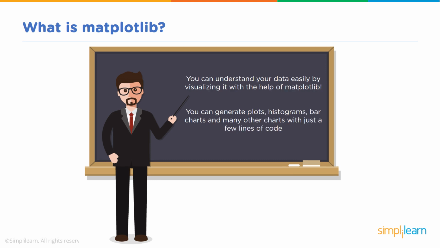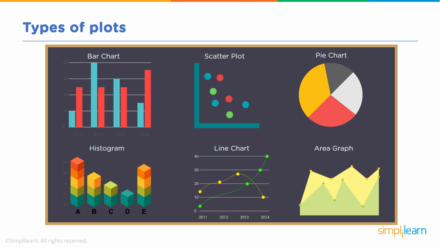You can understand your data easily by visualizing it with the help of Matplotlib. You can generate plots, histograms, bar charts, and many other charts with just a few lines of code. And here we have some basic types of plots that we'll go into. We have the bar chart, the histogram. Boy, I use a lot of histograms in my stuff. A scatter plot, line chart, pie chart, and area graph.